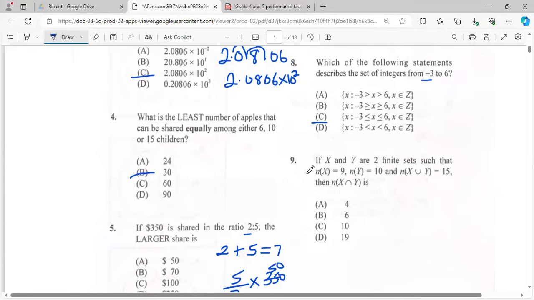All right, the final one, and then we'll go back to working. If X and Y are two finite sets such that the number in X is equal to 9, the number in Y is equal to 10, and the union is 15, then find the intersection. So basically, what they want us to do, let me just draw a diagram. As I realize, they changed this one, but it's the same, 4 is the answer.